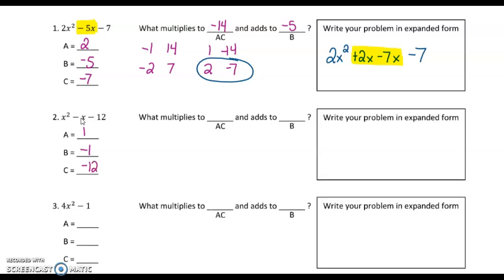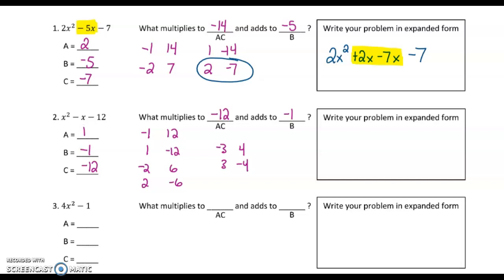It says, what multiplies to AC? So you do A times C. A is 1, C is negative 12. 1 times negative 12 is negative 12, and it adds to B. B is negative 1. So what two numbers multiply to negative 12? That could be a negative 1 and 12, or a 1 and negative 12, a negative 2 times 6, or a 2 times negative 6, a negative 3 times 4, or a positive 3 times negative 4. Those are all the options that can multiply to negative 12.